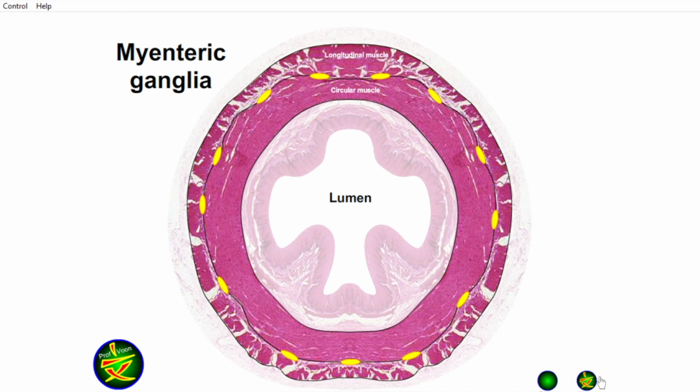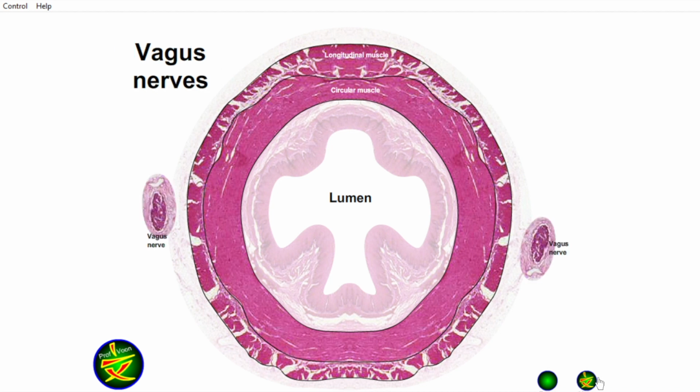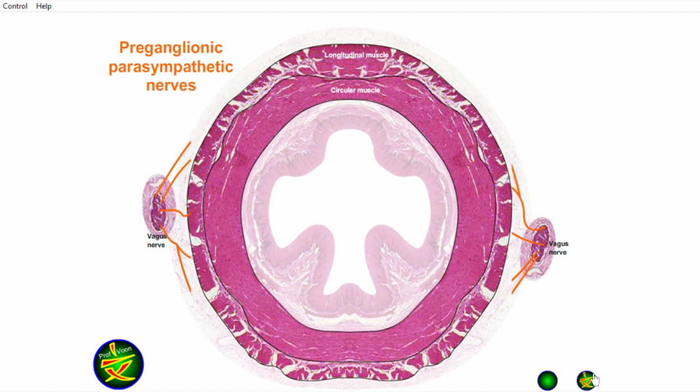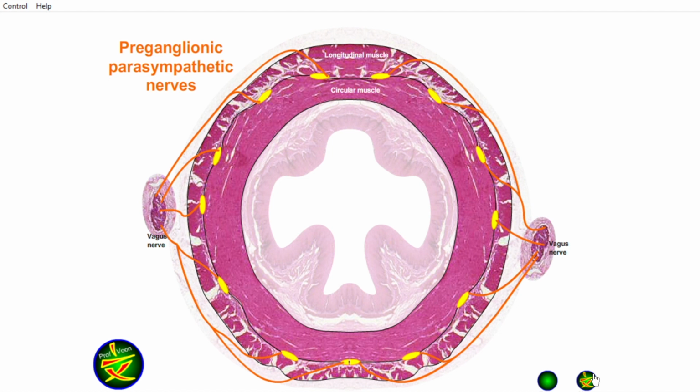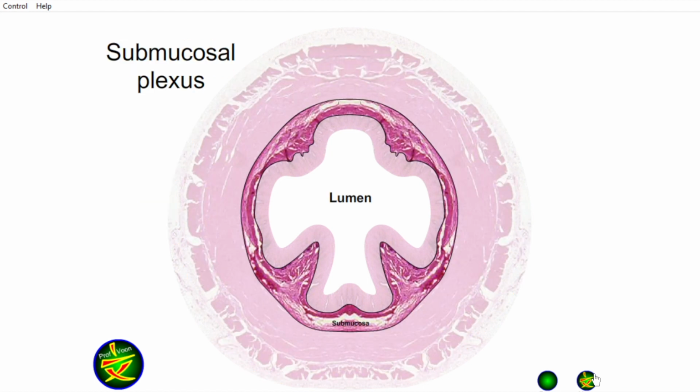Now, what we've drawn in here is within that muscularis externa, between the 2 layers of inner circular and outer longitudinal muscle. Those oval shapes represent the parasympathetic ganglia, and on each side of the esophagus there's the right and left vagus nerve, and we're just seeing that there are nerve fibers from there going to these parasympathetic ganglia in the myenteric plexus.